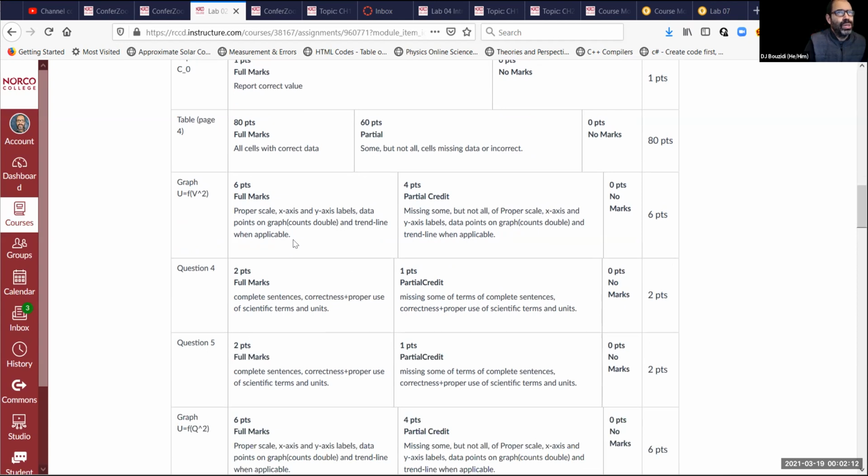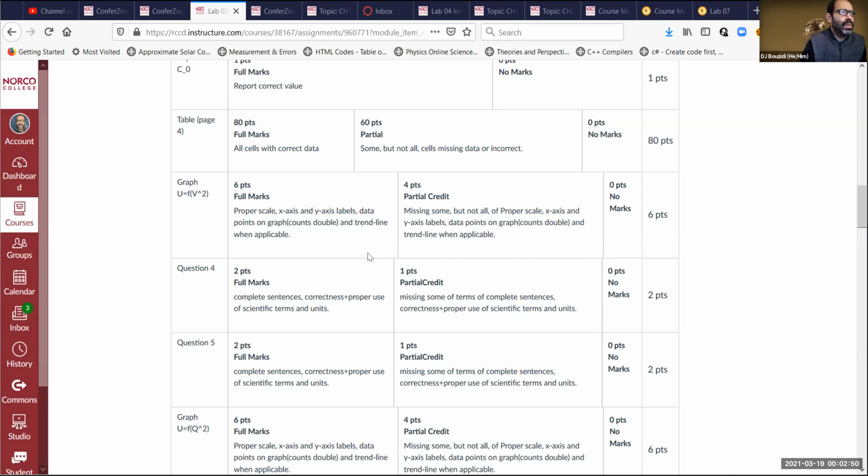And then graphing, in which case either you do it on the PDF or you do it outside of the PDF, like using Excel or whatever format you like to use. It's up to you. But the graph needs to have proper scale, x-axis, properly labeled also with the y-axis, and data points. If you have 20 points, you need to represent those points on the graph. So don't draw just the trend line. And the trend line, when applicable, when you're asked to do, for example, slopes and things like that, in this lab you will. So all of this is worth 6 points if you do everything correctly.